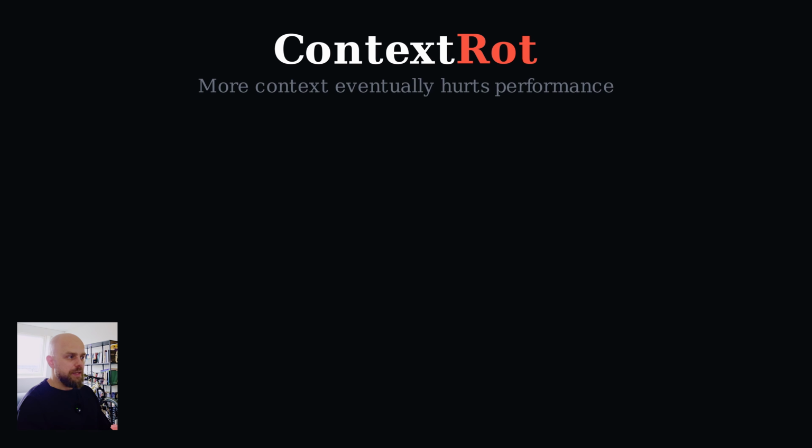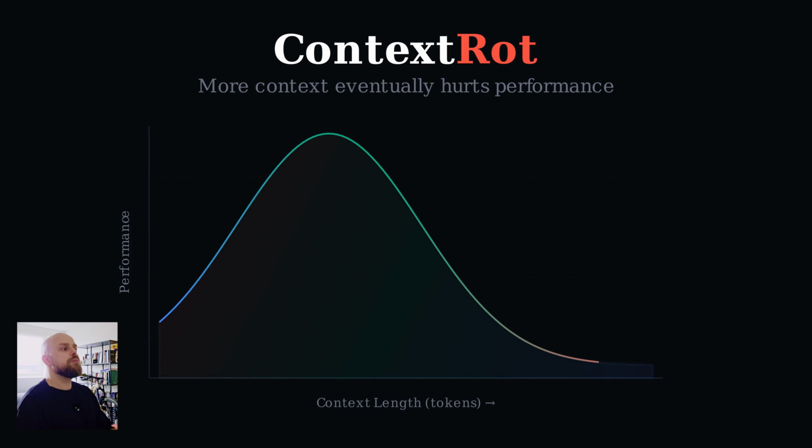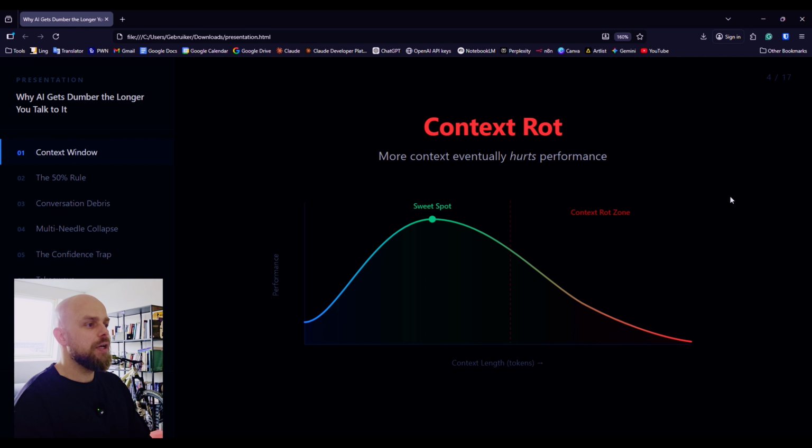Providing context is like training. More training means better results. But there is a point where more training will not give you better results anymore. It's actually going to hurt your performance. LLMs are similar. At some point, more context is going to make your GPT worse. This is called context rot.